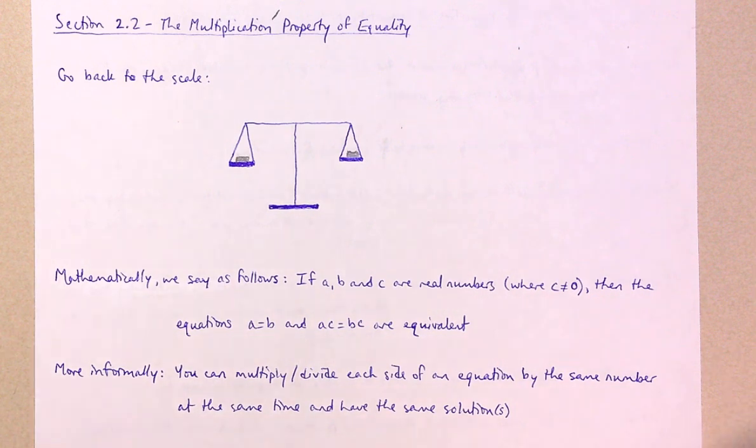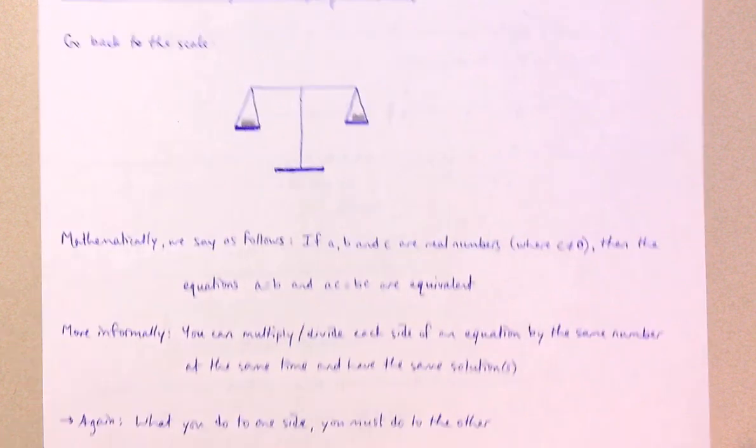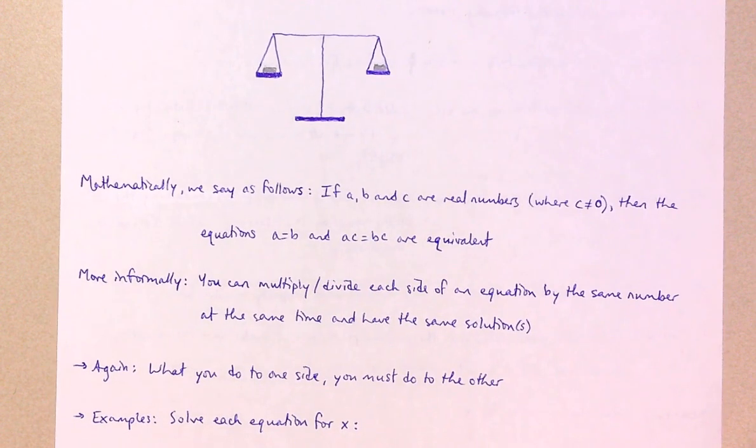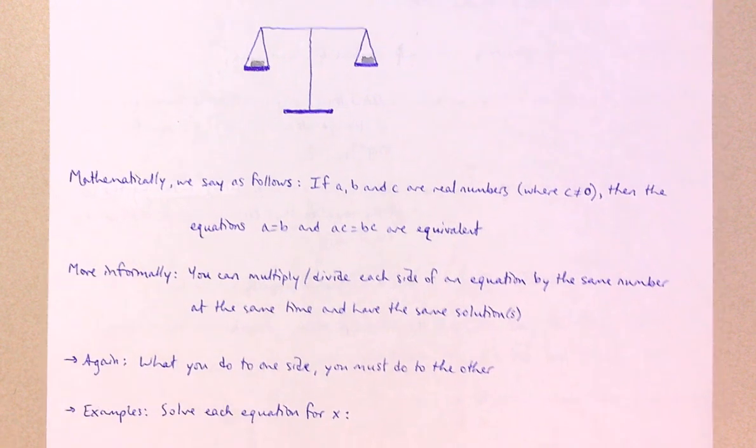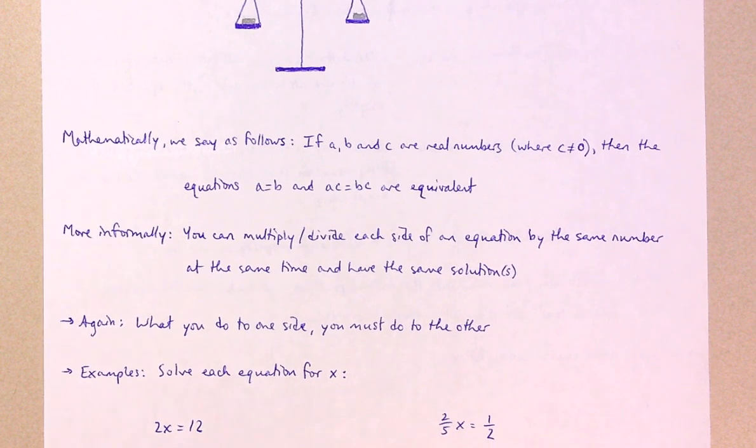But don't worry with the technical mathematical statement of it. Really what you have to focus on is what it's saying informally. And informally, what it's saying is that you can multiply or divide each side of an equation by the same number at the same time, and that resulting equation is going to be the same as what you had. You're going to have the same solution or solutions as what you had before. And this all just goes back to what we said from our previous video, which is what you do to one side, you have to do to the other at the same time.